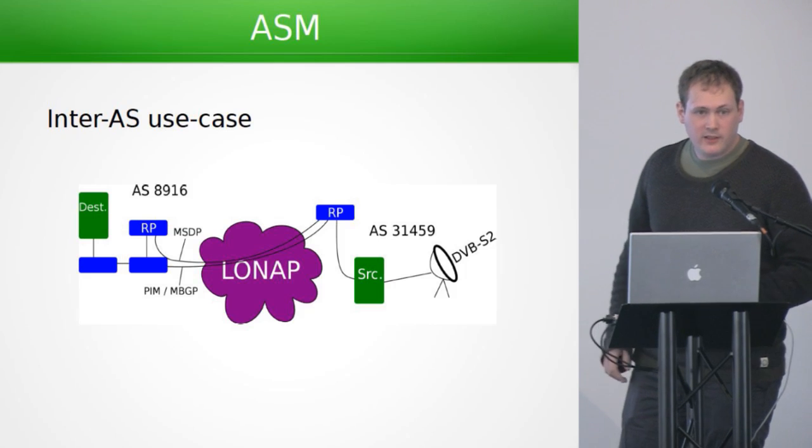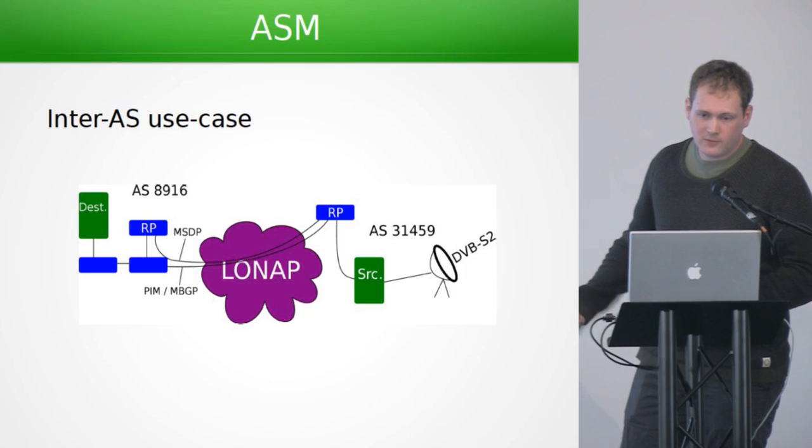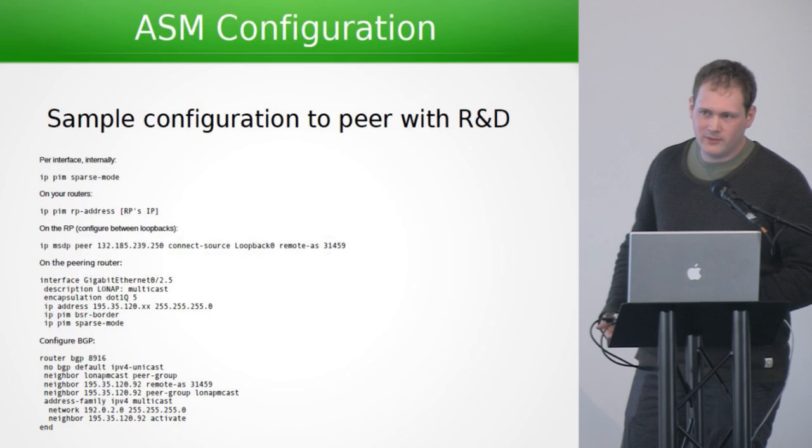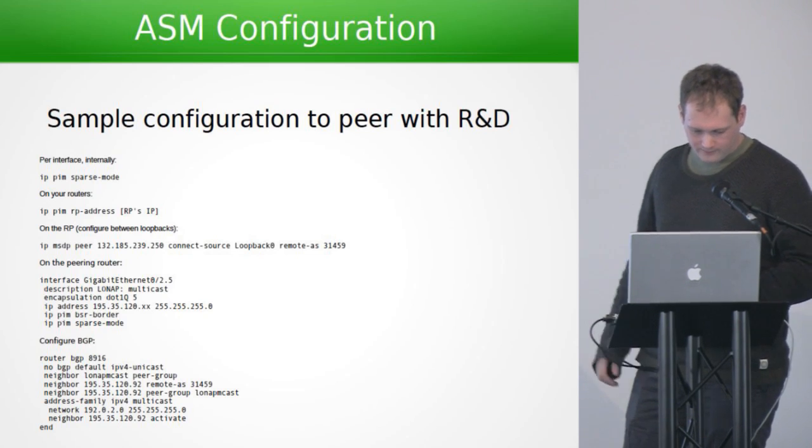This configuration will let you, if you've got a Cisco network and you want to peer with R&D to get our multicast streams, then talk to me. Please don't do it if you're an international operator. We don't have permission to let you do that. But if you're in the UK, then this is fine.